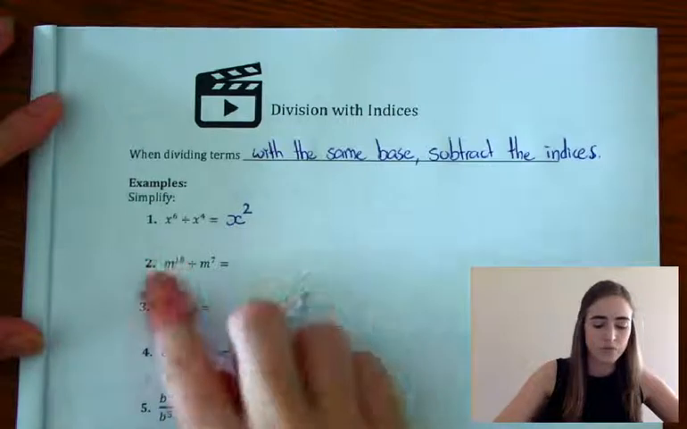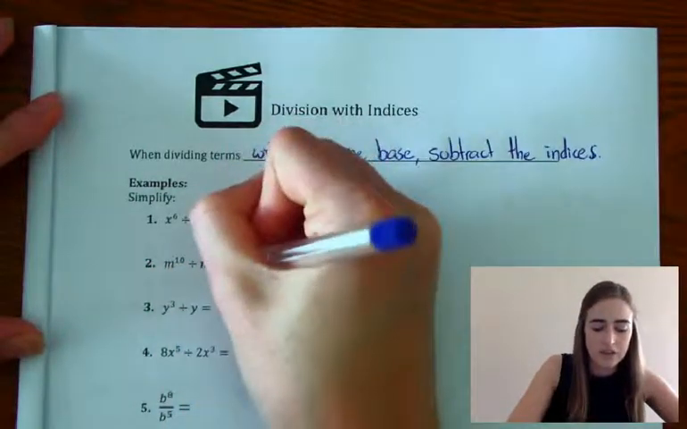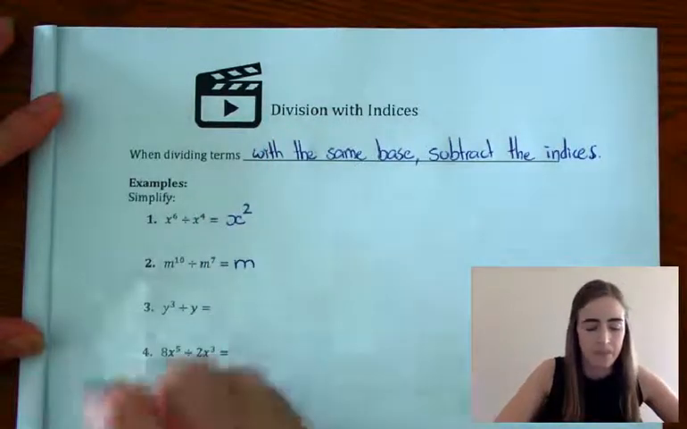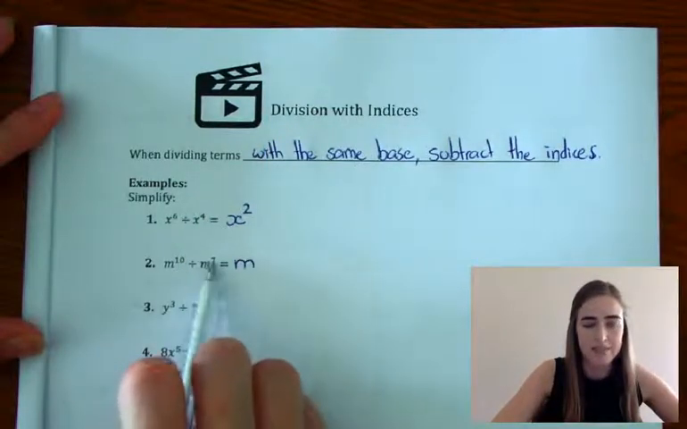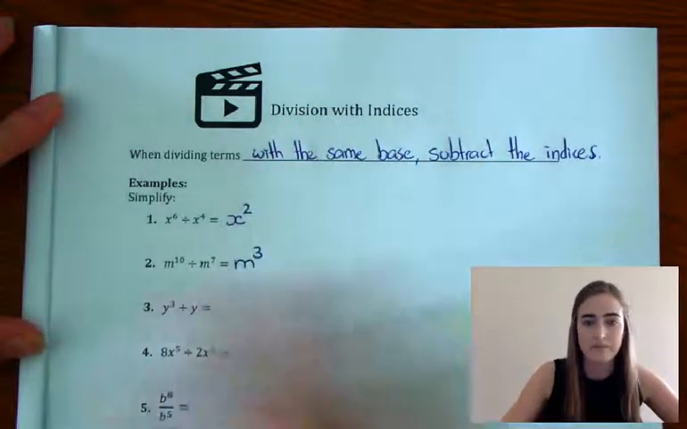Our second example, we've got m to the power of 10 divided by m to the power of 7. So that will leave us with the same base of that m. And then we're going to go 10 minus 7 will leave us with m to the power of 3.